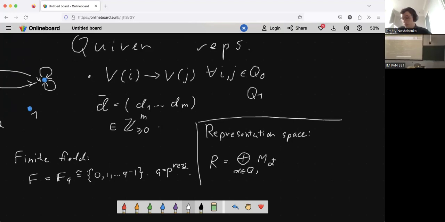So basically, these are matrices of size di times dj. Here we have a matrix of size di times dj, given that the arrow alpha is indeed an arrow from i to j. And this matrix is of course over a finite field, so there are only finitely many combinations of entries that you can put in these matrices. They're given by this set from 0 to q minus 1.